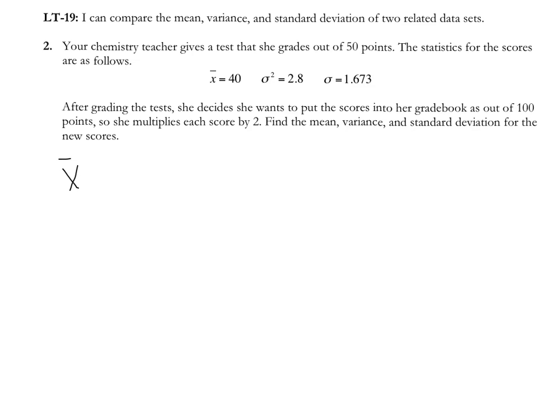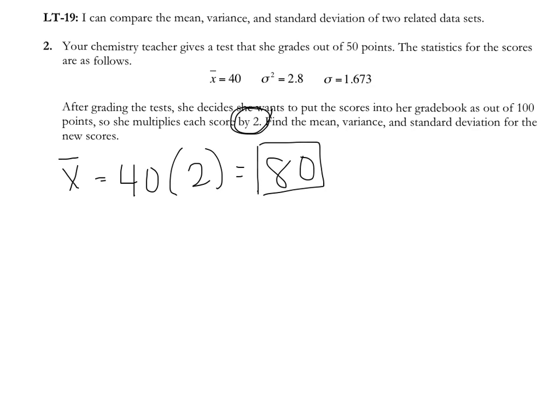So when you do this sort of thing where you take an entire data set and you multiply each number by some number, in this case we're multiplying by 2, what's going to happen to the mean is it's just going to get multiplied by whatever you multiplied each number in the data set by. So we're going to take our original mean, which was 40, and multiply it by 2, and we end up getting 80. The same thing is going to happen to the standard deviation. The standard deviation also gets multiplied by 2.